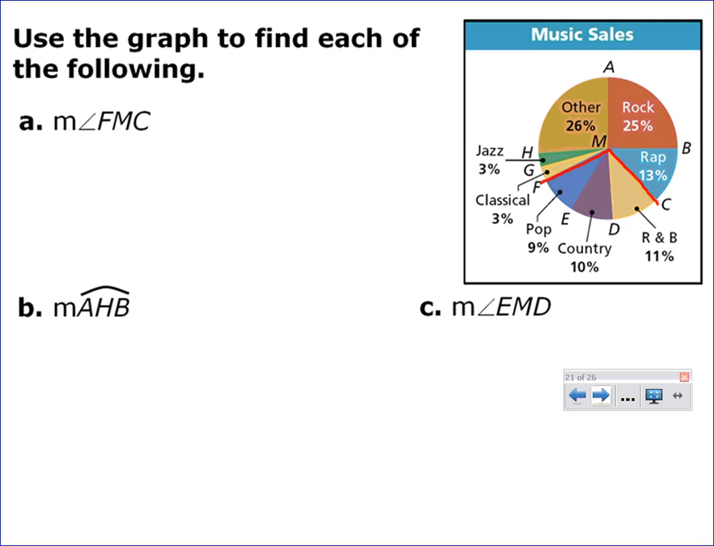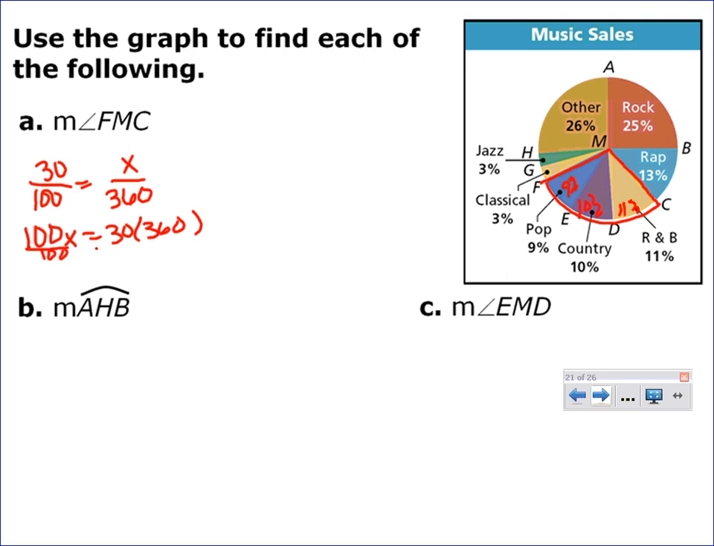Okay, FMC. Well, if I look at that, that covers these 3 squares. One that's 9%, one that's 10%, and one that's 11%. Okay, that adds up to 30. So 30 out of 100 equals X over 360. 100X equals 30 times 360. Divide by 100. Okay, X ends up being, I believe it's 108 degrees.